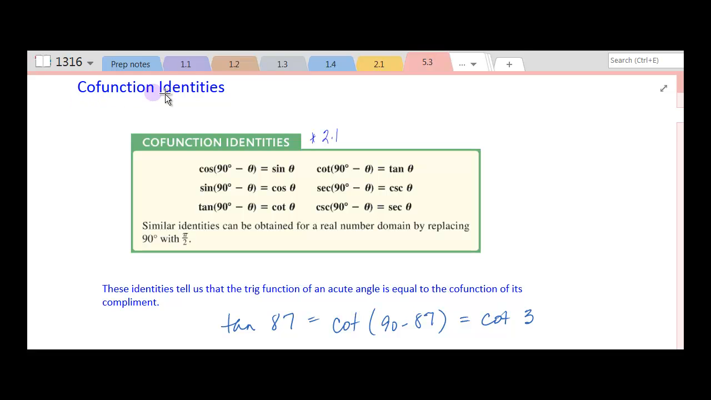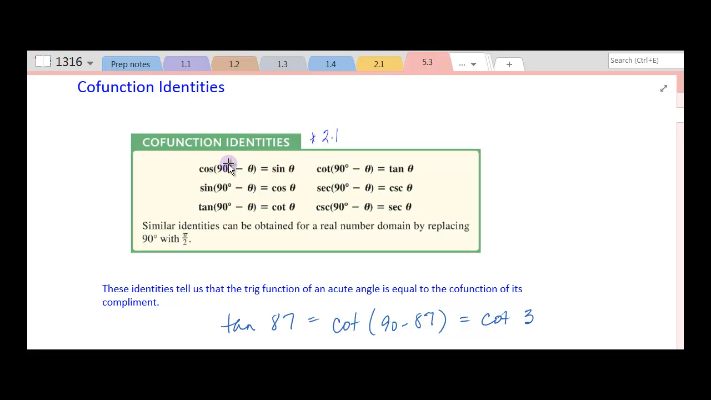So we're going to look in this section again at cofunction identities. Although we have already addressed cofunction identities in a previous chapter, we look at them one more time because these cofunction identities listed here can actually be derived using the sum and difference identity for cosine as well as a couple of other identities. So here we have them listed for you in this box.